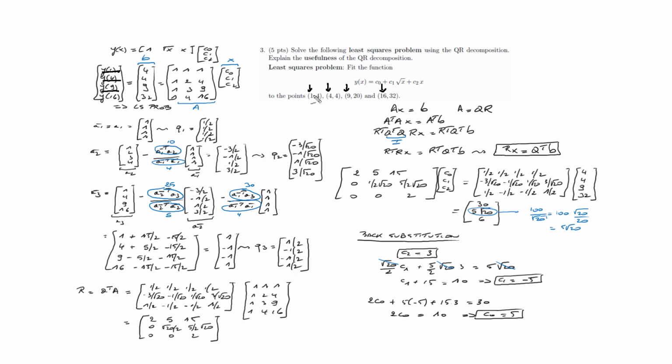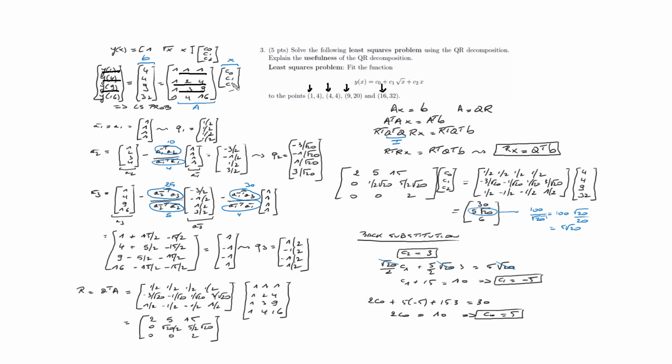y1 is 4, you can see it over here, y4 is 4, y9 is 20, and y16 is 32. So you obtain this vector over here. And this here you can rewrite 4 times for different values of x, and put this in a matrix form, right? So we arrive at the system of equations Ax is equal to b.